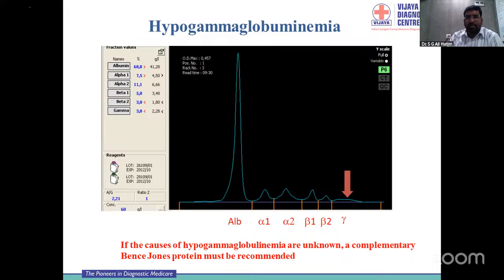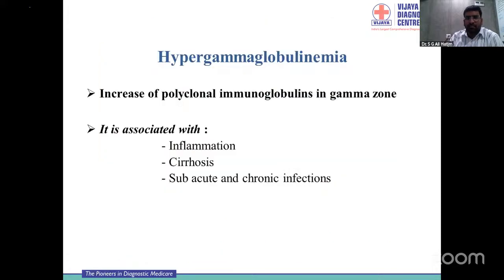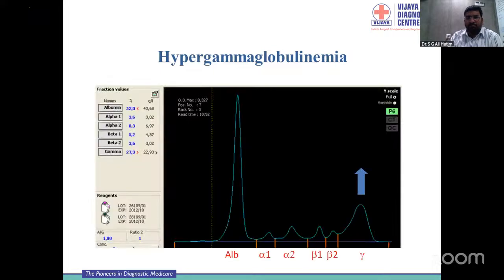So this is hypogammaglobulinemia. Coming to hypergammaglobulinemia, the opposite of that, there is an increase of polyclonal immunoglobulins in the gamma region. Conditions will be inflammation, cirrhosis, and subacute and chronic infections. So this will be the presentation. Clearly there is a polyclonal increase. In this gamma region, it's not a peak, but there is a significant increase. Concentration-wise also there will be an increase.